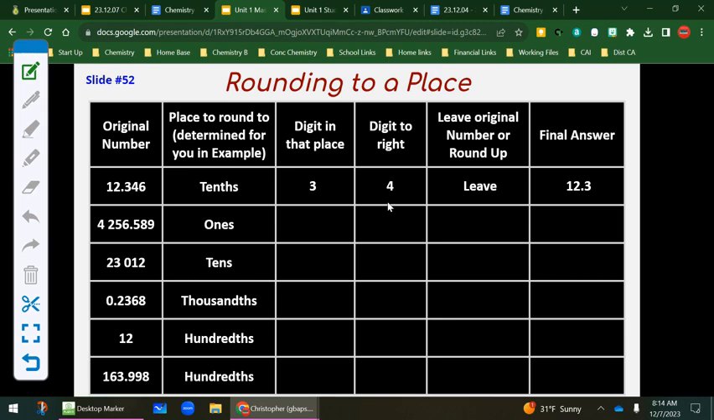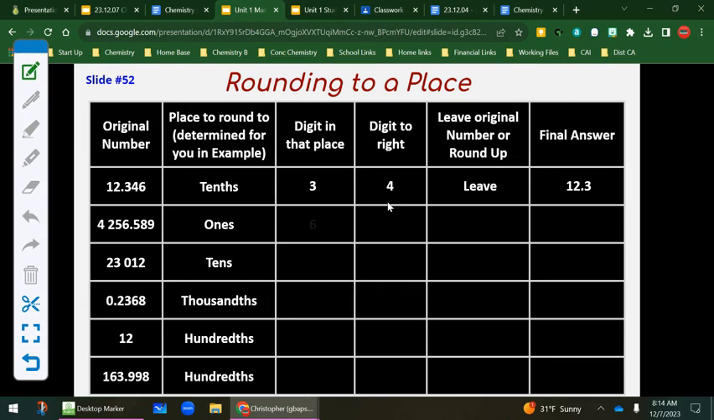To be honest, I know you guys haven't done places in a long time. All right, the number 4,256.589. What digit is in the ones place here? The 4, the 2, the 5, the 6, the second 5, the 8, or the 9? In the ones place.